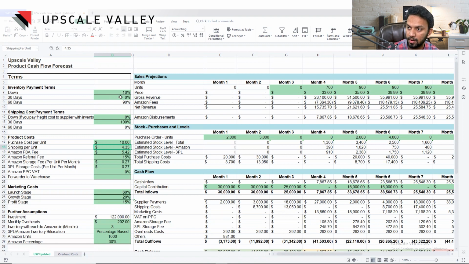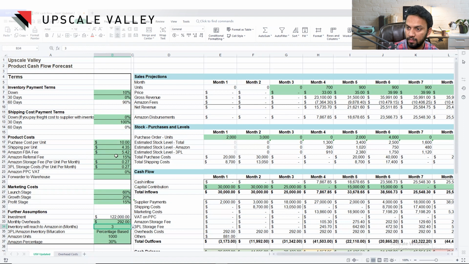Because you can also play with this, let me get back to this later on. You can also play with this point, how much time inventory will take to reach Amazon. So definitely if you're going to put here a higher freight cost because you have selected the air shipment, then you can select here that inventory will reach Amazon in maybe 2 months instead of 3 months. So you can see the impact on your cash flow in this sheet by playing with these two numbers.